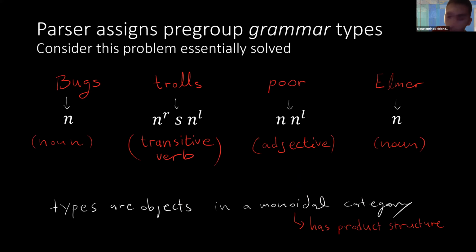So a parser would come in the first step of the pipeline, and the parser would assign these types. These types are what we call pregroup types, and they are types that are assigned to parts of speech. For example, bugs is a noun, Elmer is a noun, trolls is a transitive verb, poor is an adjective, and these types are in general a product. For example, the verb type is a product of 3 types, and I have N, which is the noun type, to the R.